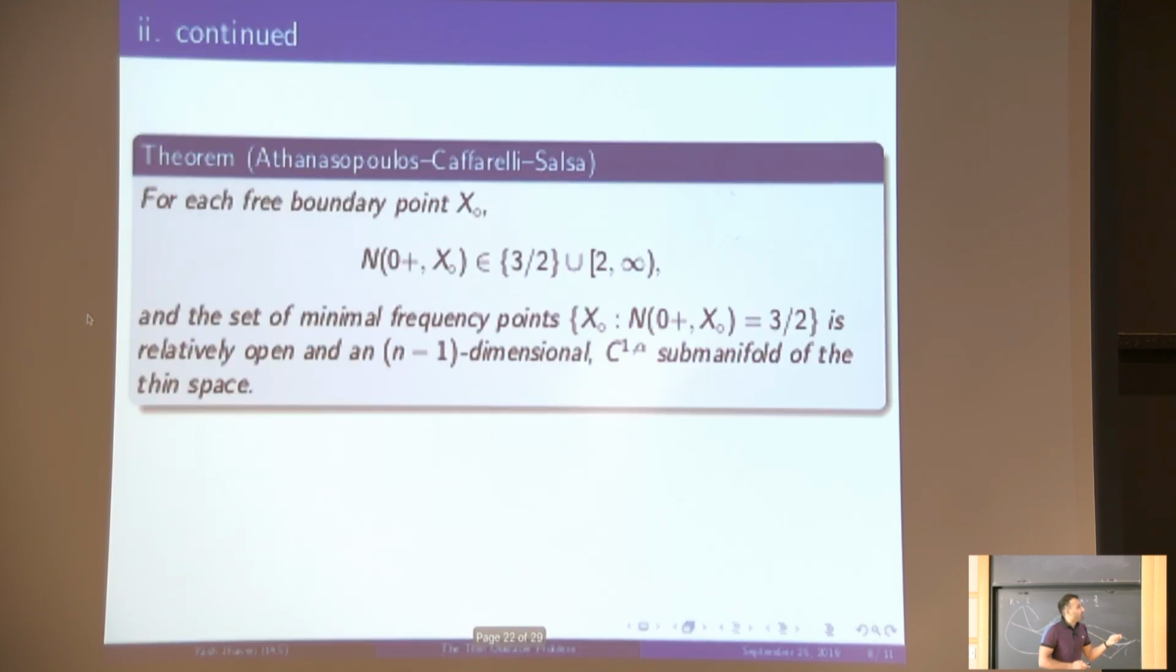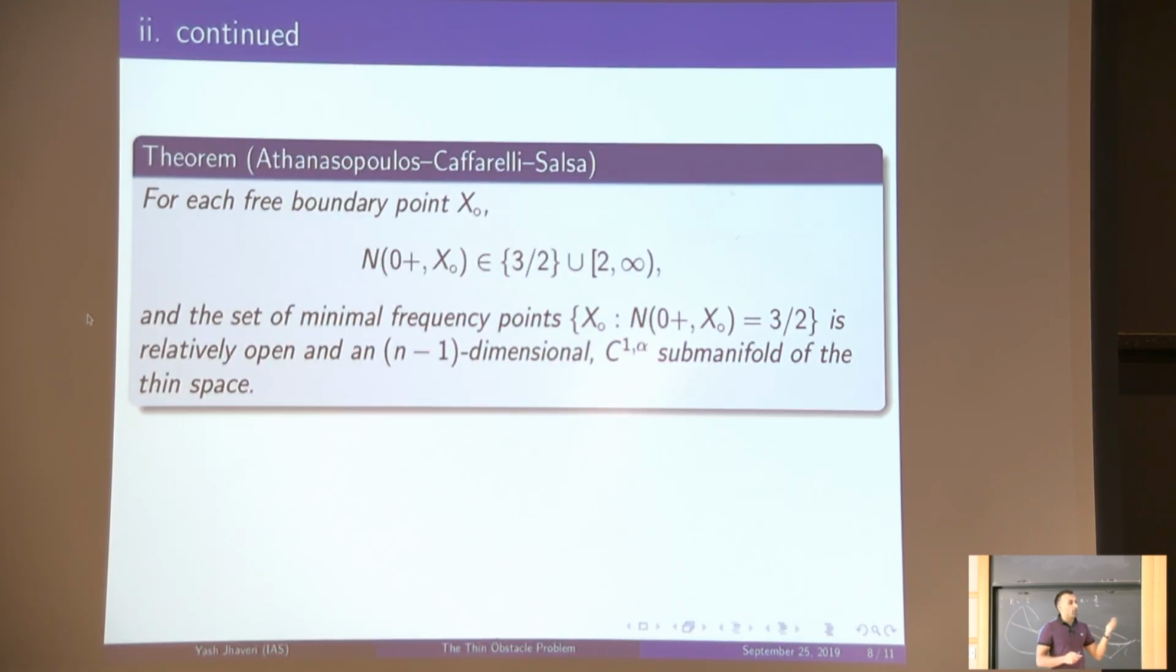Right? So what happens next is you say, okay, well, what are these possible values? And it turns out that there's a minimal value, and then there's a potential whole continuum of other values. And it turns out that this minimal value, this 3/2, which corresponds to this picture, can be put together in a relatively open subset of the free boundary. And it turns out that that subset is going to be a C^{1,α} submanifold, at least initially. This was proven by Athanasopoulos, Caffarelli, and Salsa.